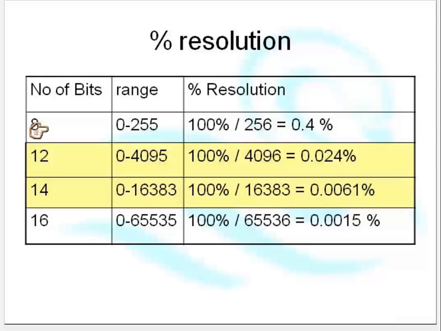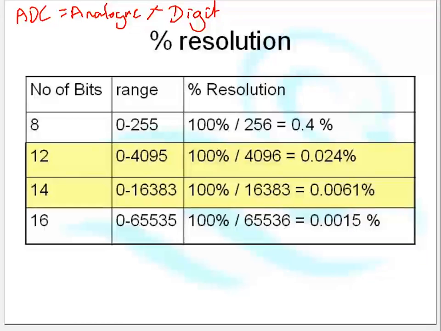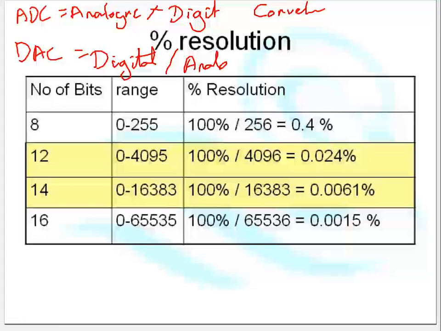To give you an example, an 8-bit ADC or DAC, and I'll just put up there so you will remember, ADC is an analog to digital converter, and a DAC is a digital to analog converter.